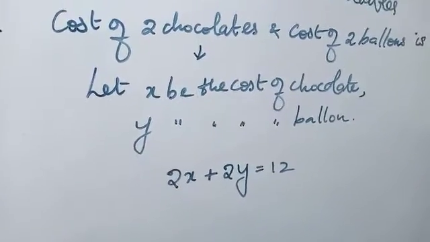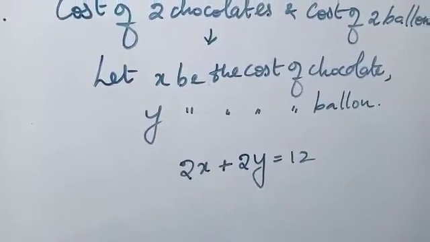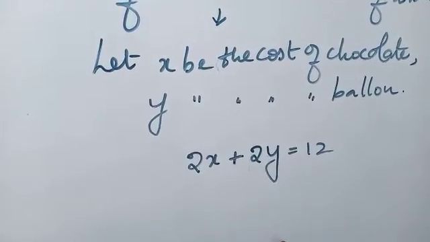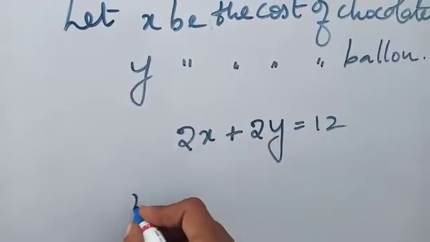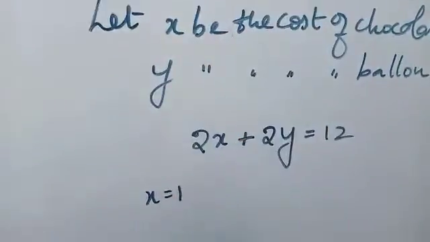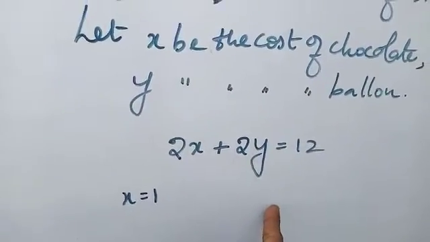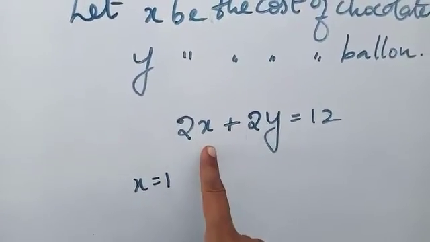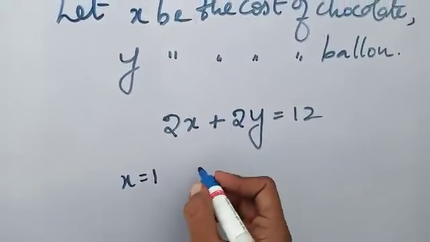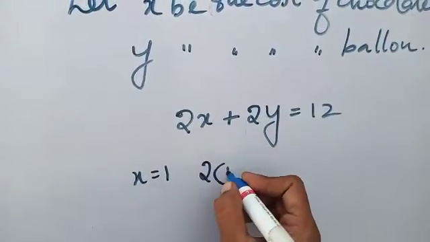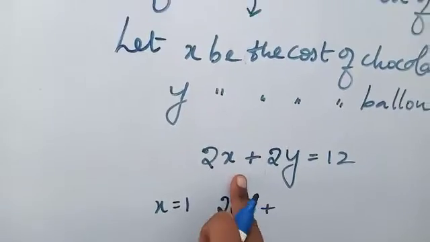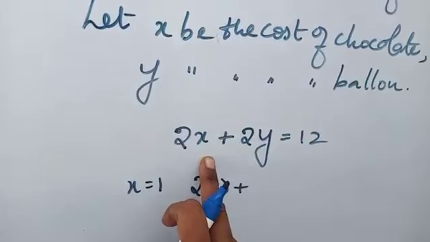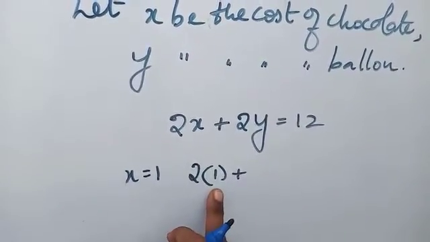Okay. According to this situation, we can find the x and y values by assuming something. If I assume the x value is 1, that is, the cost of a chocolate is 1, then I can get the cost of the balloon. How can I get this? If I replace the x value here, I will get the y value. Sure, no? Let us see how it will be. 2 times 1, because I am guessing that the cost of a chocolate is 1 rupee. So the x value is 1.